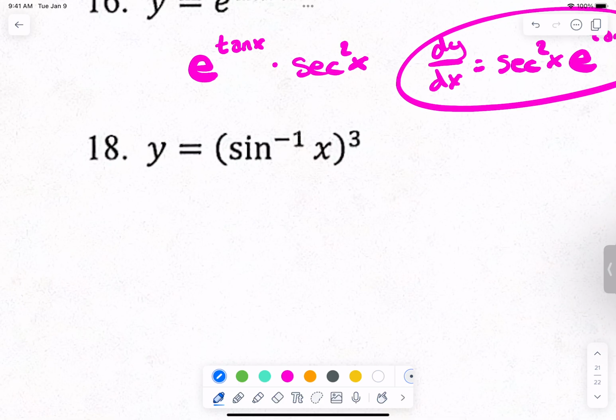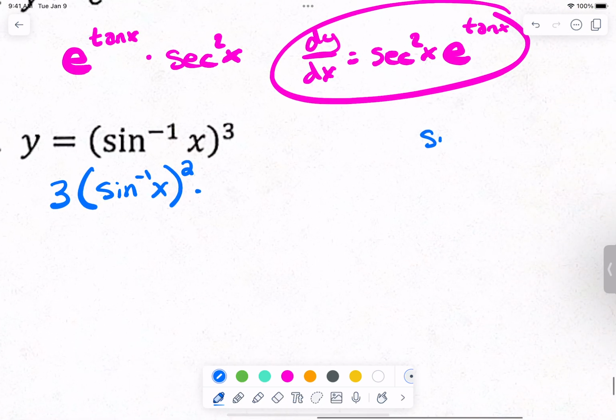Number 18 is a chain. Yeah, it's a chain. Okay, so for the chain rule, the outside is to the third power, so we just work on that. The 3 comes down in front. You leave the inside, this is what the chain rule says, inverse sine of x to the second power, times the derivative of inverse sine.